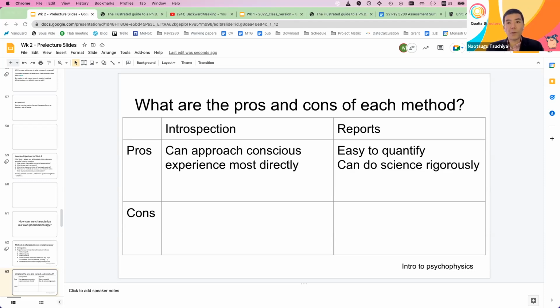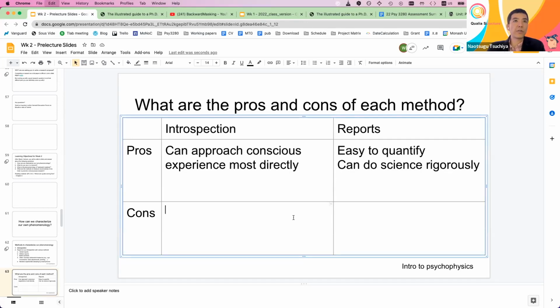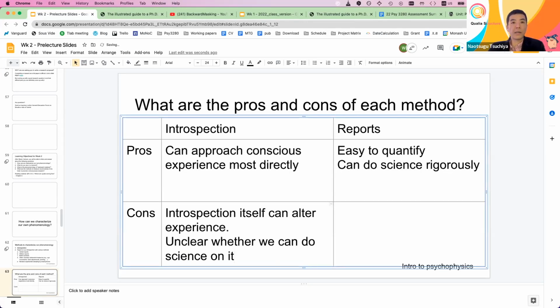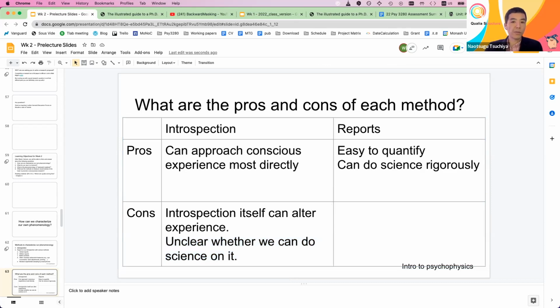But the disadvantage is sort of a flip of each of these things. Introspection itself can also alter experience, like trying to introspect whether you are happy or not right now might make you less happy. Also, just introspecting on your happiness, is it possible to do the science? It may be unclear. I think it's possible, but many people have a problem with that kind of approach.